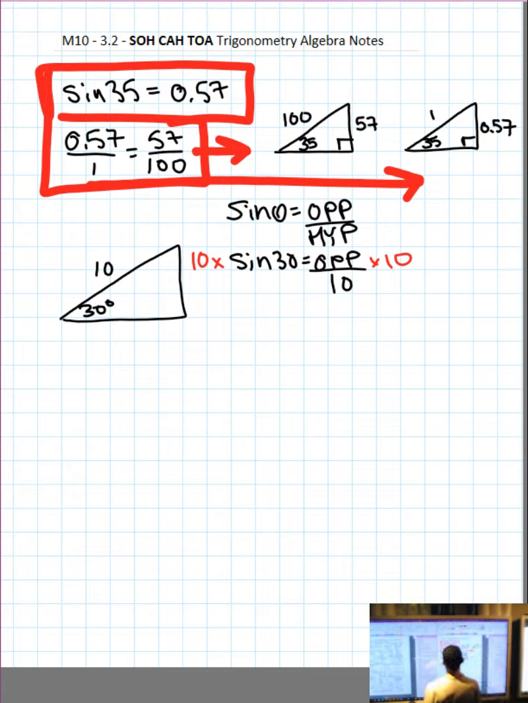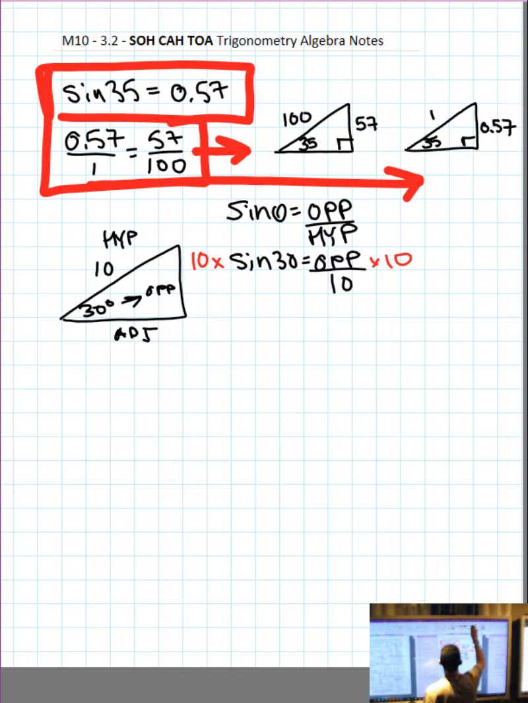We have a 10 on the bottom, so we want to times both sides by 10. I forgot to label my diagram. HYP, OPP, ADJ. Do that every time. Opposite is opposite. The question says solve for the opposite.